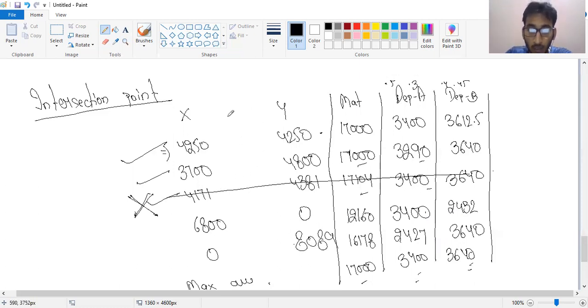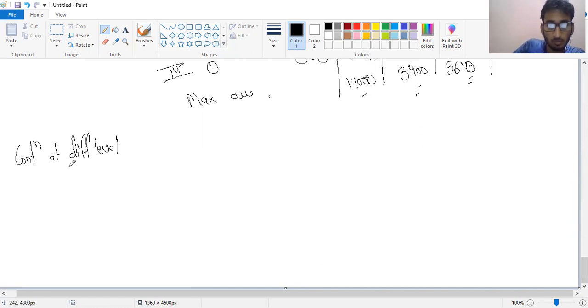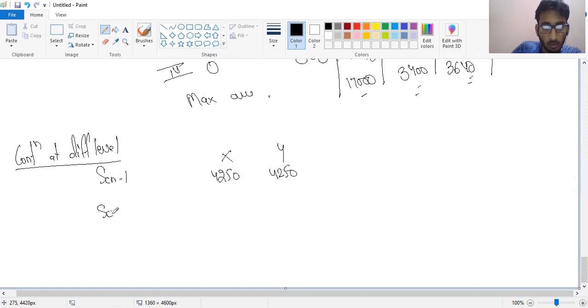Now we'll see under these scenarios, in scenario 1, scenario 2, scenario 3, and scenario 4, which scenario is best, in which scenario we are getting the maximum profit. So contribution at different levels for scenario 1, X and Y. I'm seeing in scenario 1, 4250 and 4250. For scenario 2, scenario 3, scenario 4.